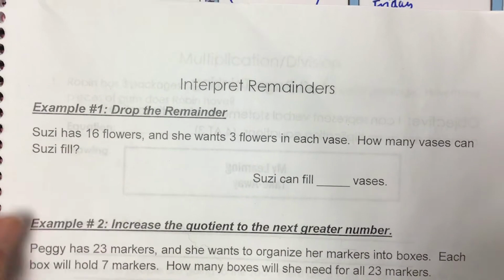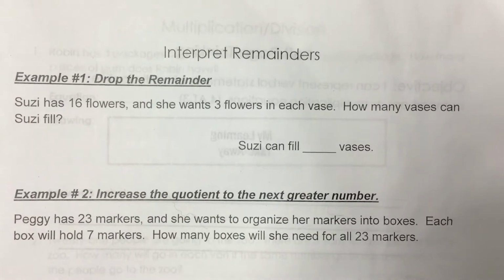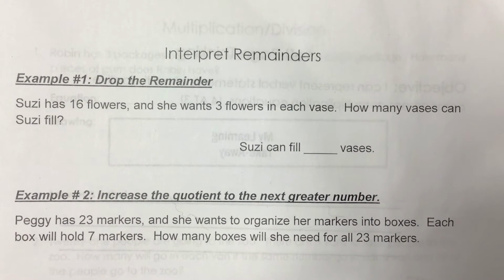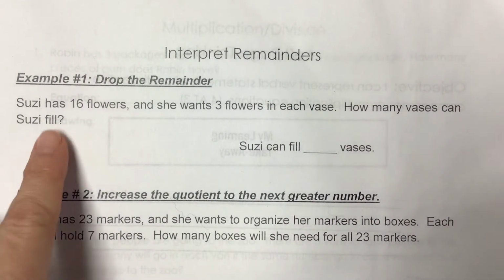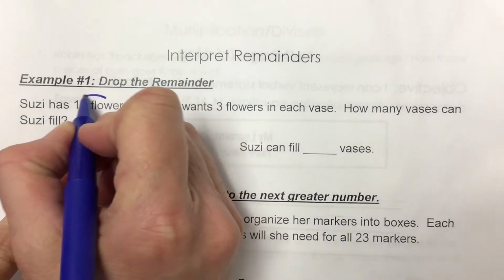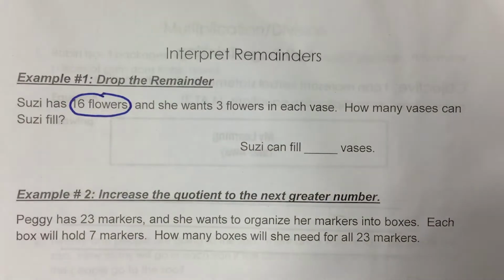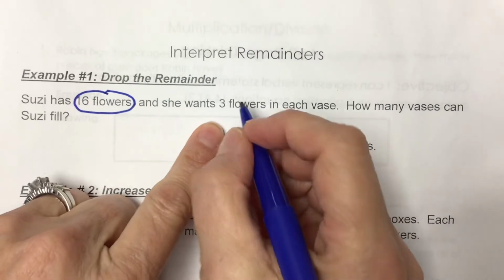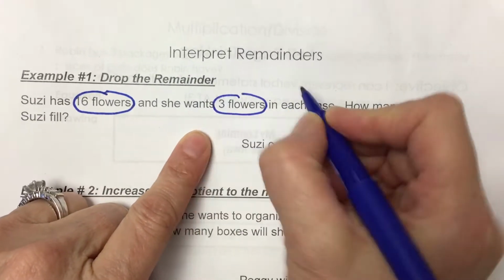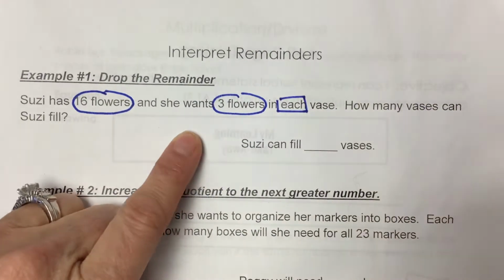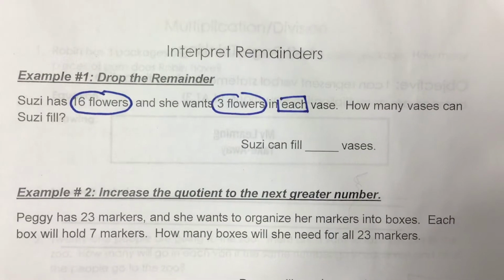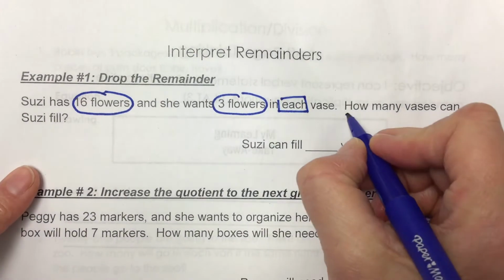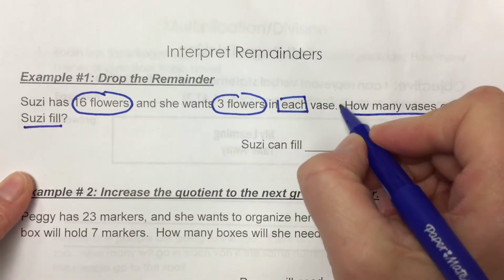And here's an example of when dropping the remainder is what you should do for your answer. Now the division on this is easy compared to the division that we've been working on. Susie has 16 flowers. The cube strategy will help you to decide what to do with the remainder. And she wants 3 flowers in each vase. Well, right away, I know that 16 divided by 3 is going to have a remainder, so you're not going to have a perfect number. How many vases can Susie fill?